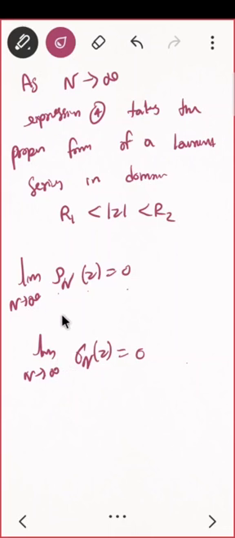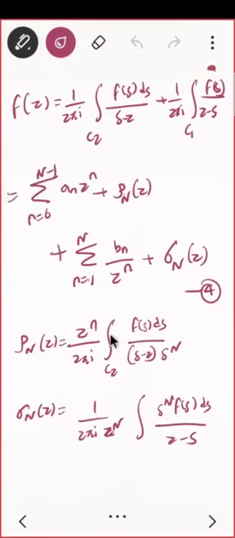Okay, so now you want to prove these two limits are equal to 0. So look at the integral inside. I just want to have an estimate, I want to estimate the modulus of this. I just want a bound for these. So for z^n I already have a bound, and for f of s I will consider a function, suppose m is a maximum value for that. Let us quickly write.